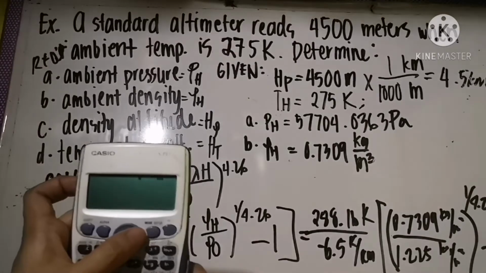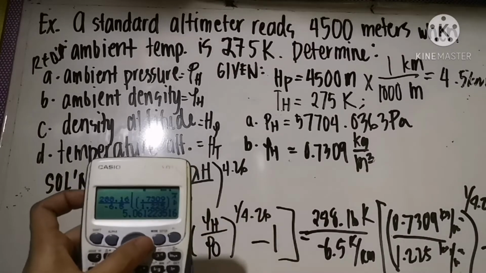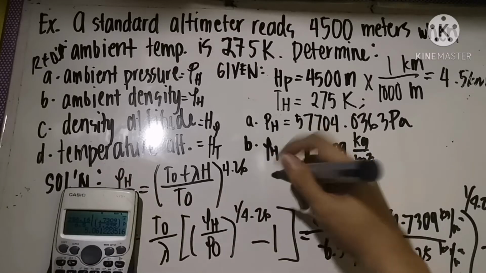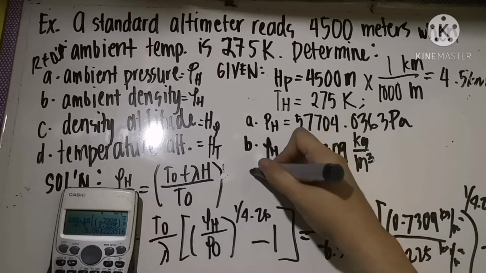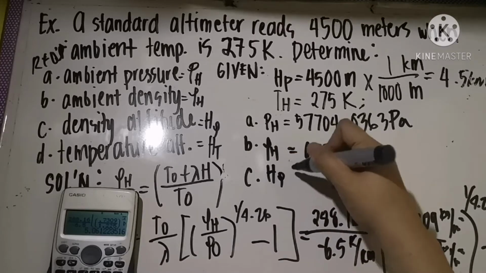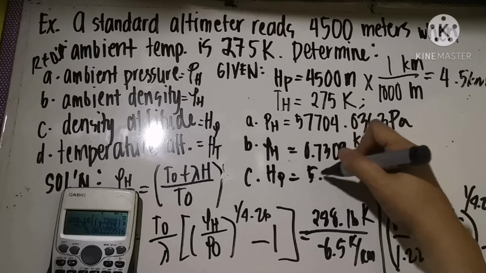Okay, what will be the answer? Your answer is 5. So burahin natin to. Or ambient density altitude will be 5.0612.